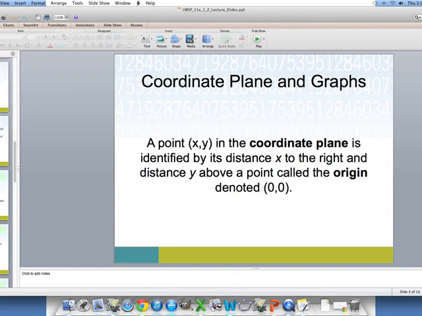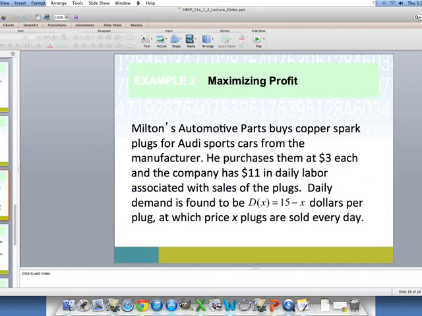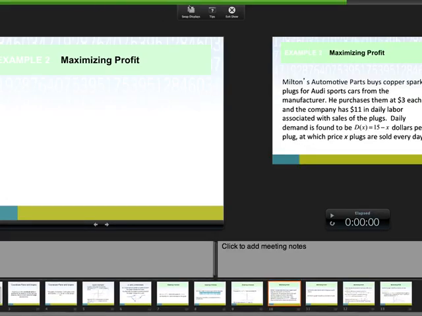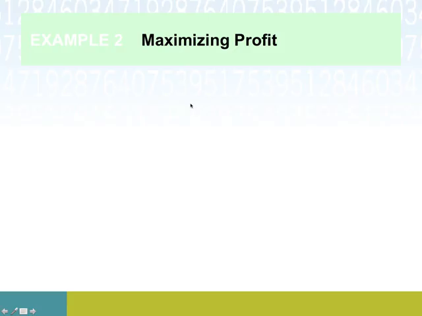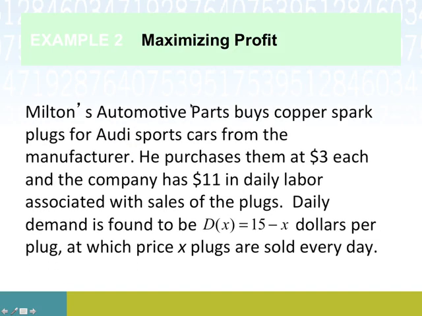So we will jump ahead to the relevant slide. So our example is about maximizing profit. Milton's Automotive Parts buys copper spark plugs for Audi sports cars from the manufacturer. He gets them at $3 each, and then the company has $11 in labor that's associated with selling these. That $11 has nothing to do with how many get sold. That seems to be kind of a fixed cost for them.